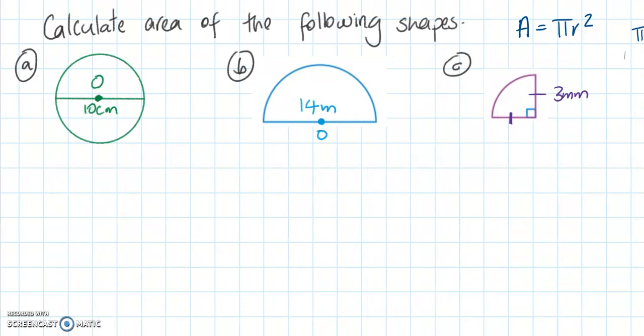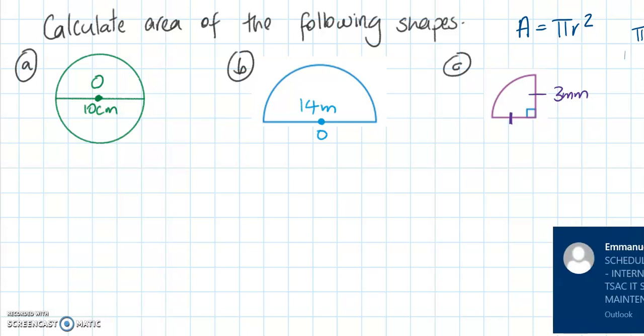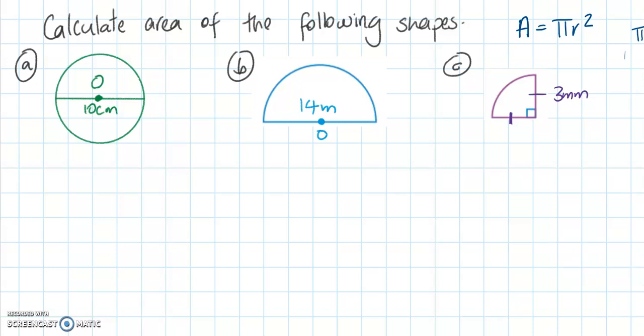So the r stands for the radius, which is half of the diameter, as we have learned before. So the radius is half of the diameter, so half of that and half of that. And the pi is just from the calculator. So let's do our first example.